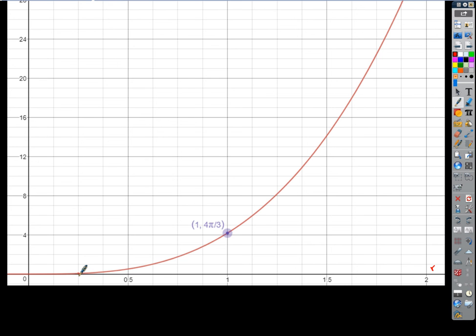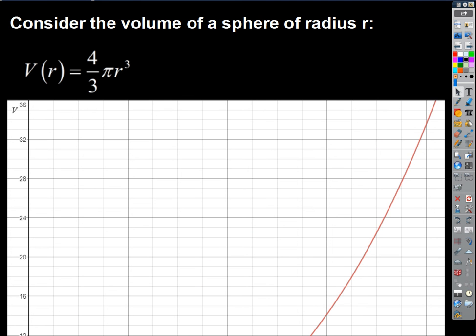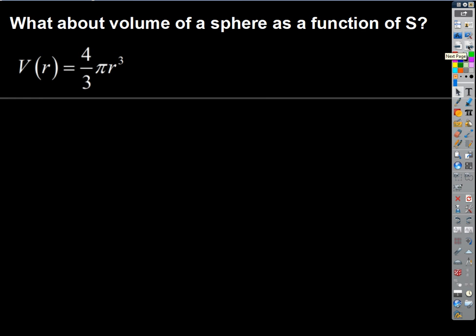Okay, so the question I've got for you is now, if we've got volume as a function of radius, what if we wanted to take this function and change it, and express volume as a function of maybe surface area?